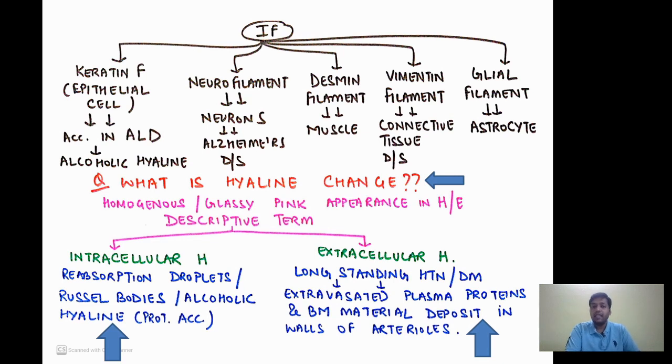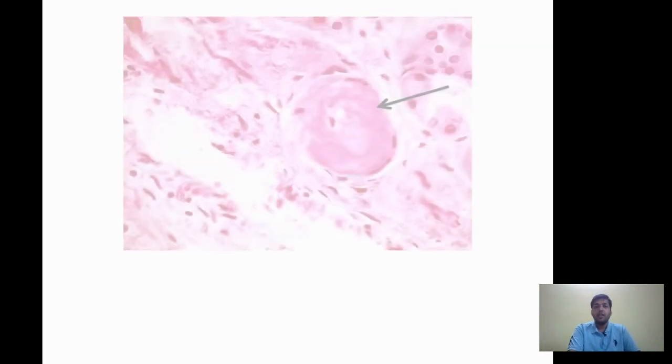So what is happening in those conditions? Because of damage to the vessels, the plasma proteins are extravasating, or coming out of the vessels, and depositing on the cell membrane. There is a basement membrane material deposition in the walls of the arterioles. Plasma proteins deposit in the walls of the arterioles, and there is a thickening of the walls of the arterioles. This is called hyaline arteriosclerosis.